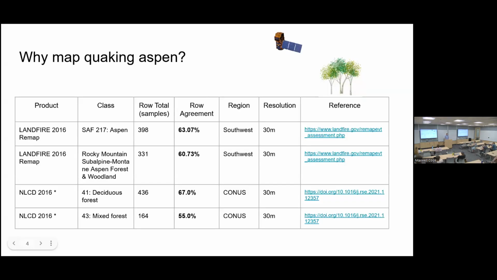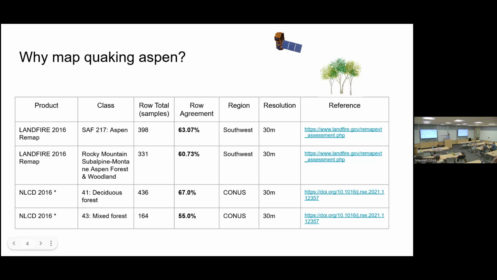So why do we need better maps? There's a few reasons. Here is a table showing accuracies of two of the primary land cover products, LANDFIRE and NLCD. This table is showing LANDFIRE in the Southwest region, which includes the Southern Rocky Mountains. And what we see is we're getting pretty low accuracies in these data sets for the aspen class. And there's a lot of reasons for this. Aspen can be difficult to map on such large scales and along with other species because they have similar spectral characteristics to, say, wetland herbaceous or willows.